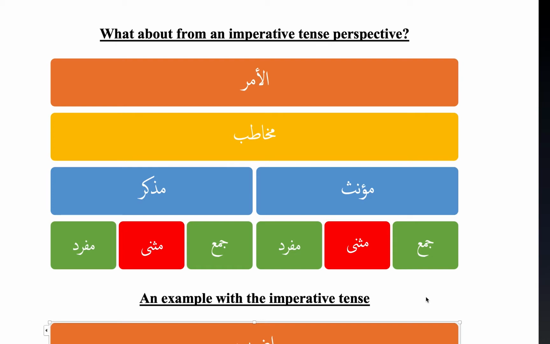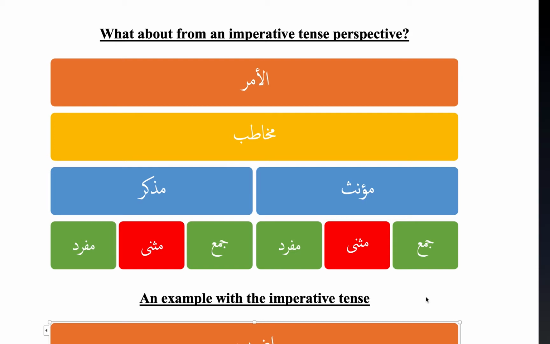When it comes to the fi'lul amr, the imperative tense, we spoke about when we have lamul amr attaching onto a fi'l mudari' in the previous lesson. In this lesson, we're going to speak about the next type of amr, which is al amr bis-sighah. And the amr bis-sighah only occurs on the mukhatab form, because you can't command yourself, right? And you can't command someone who is absent.